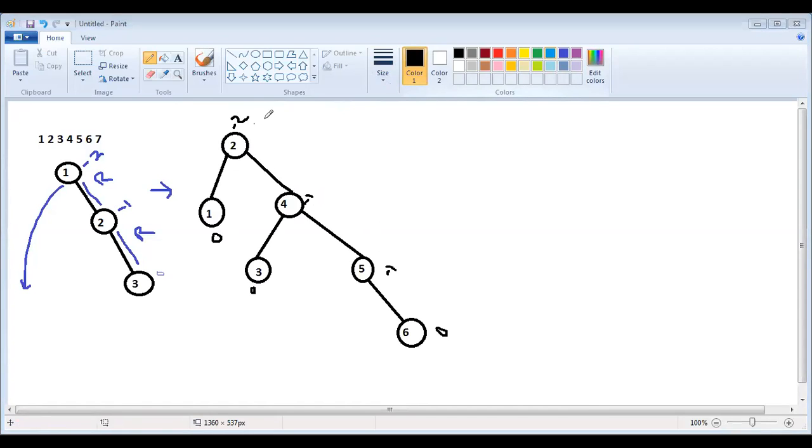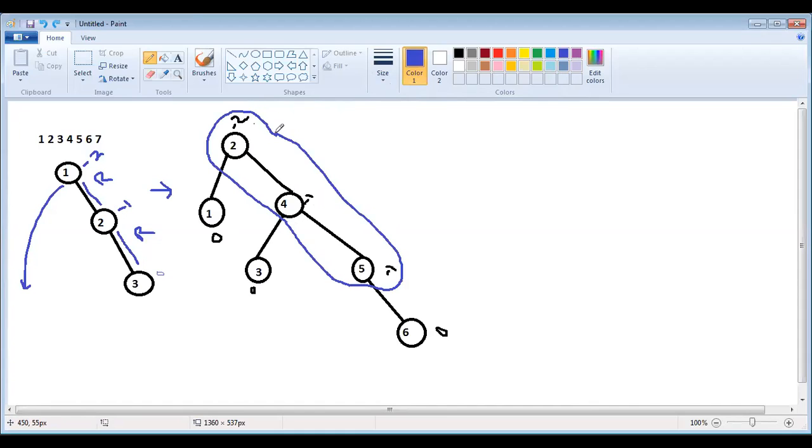Just imagine only these nodes, because this is what we are going to do rotation on. Correct, guys? What rotation do we have to do? We have to do left rotation. So what will happen? 4 will become the root node. What about 2? Left node. And what about 5?